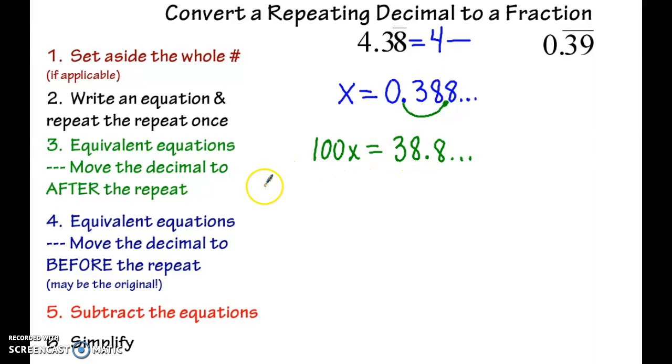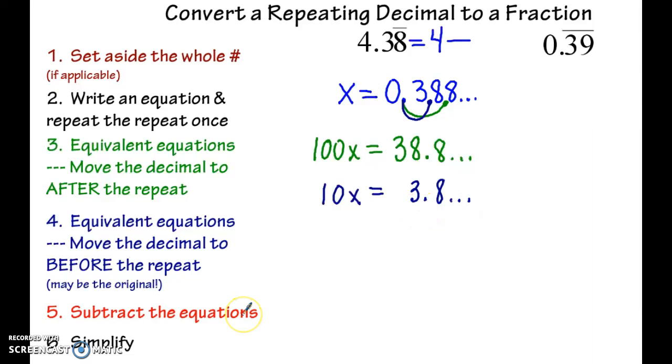Now I need to write another equation. So in step number 4, I'm going to write another equivalent equation, but this time I'm going to move the decimal to before the repeat. So my decimal was here in my original equation, and I want it to go here. How many times did I have to move the decimal this time? Just once. Well, what power of 10 would I multiply by x? Just 10. So that's 10x equals, and when my decimal is here, this is just 3.8. So 3.8, again, still repeating, dot, dot, dot.